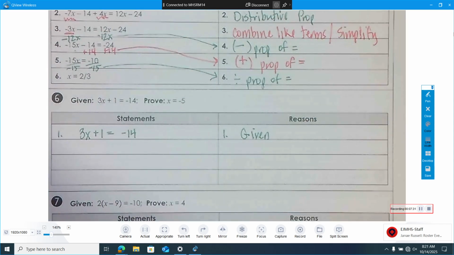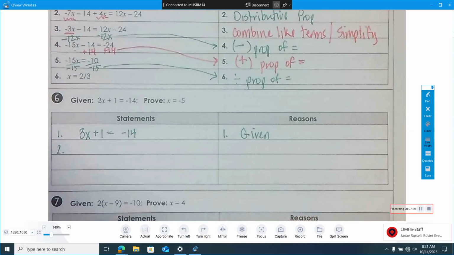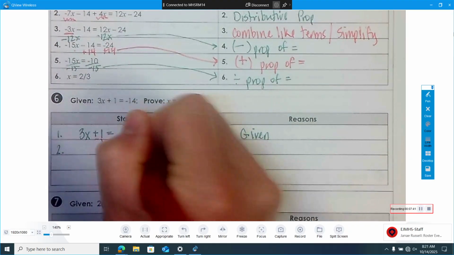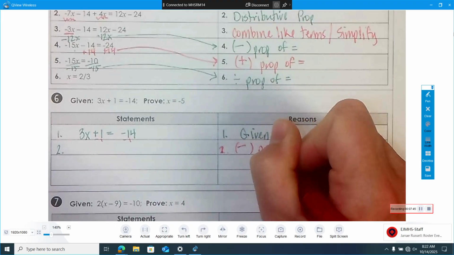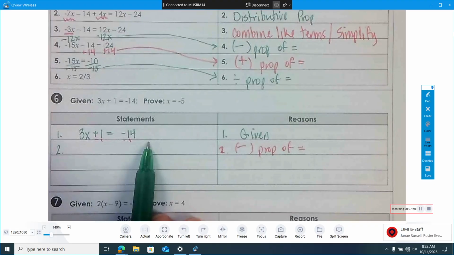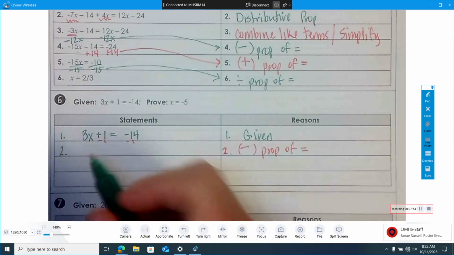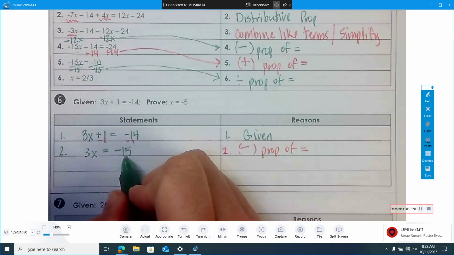Always, always. All right. Then, step 2, what are we going to do? We're going to subtract 1 from each side. So that would be the subtraction property of equality. I sort of like to write my reason first because that is the first thing I have to think. What am I doing? I'm going to subtract. So that gives me 3x equals negative 15.